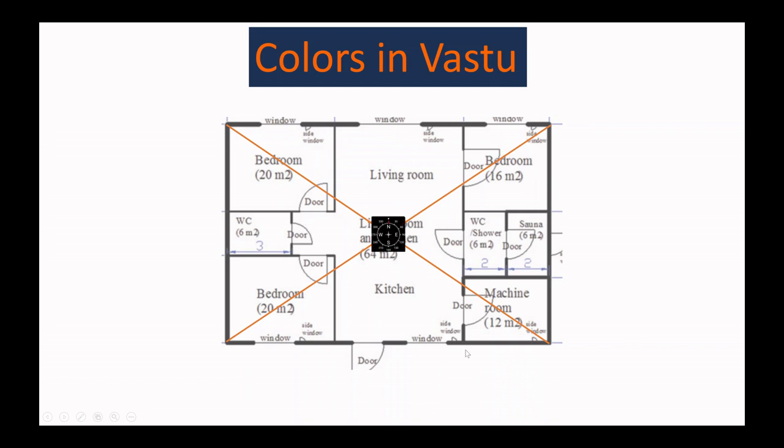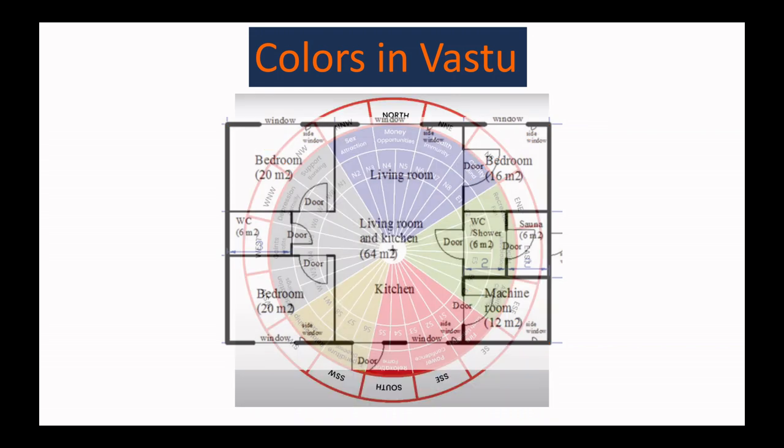Now place one compass there. By using this compass, you can calculate the direction of each of your rooms. Now the outcome of this calculation is like this. You can see that half of my living room falls under the blue zone. Part of my bedroom falls under the blue zone and also falls under the green zone, and likewise.